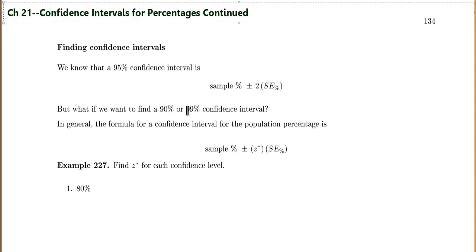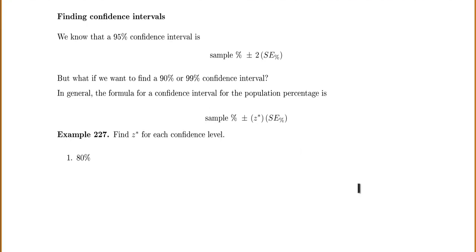So in general, the formula for the confidence interval is sample percentage plus or minus this z star times the standard error. So if it's 95%, then z star is 2. But we might want to find z star for other confidence levels. The way we'll do this is with the normal table, so let's try one.